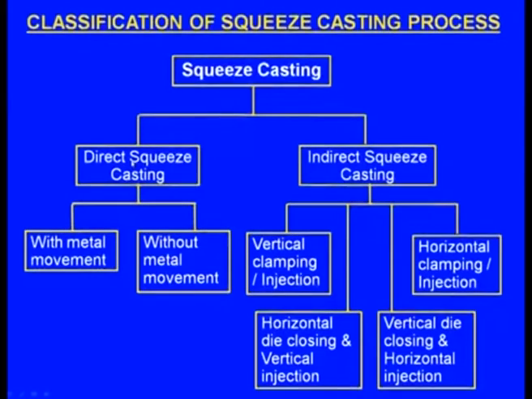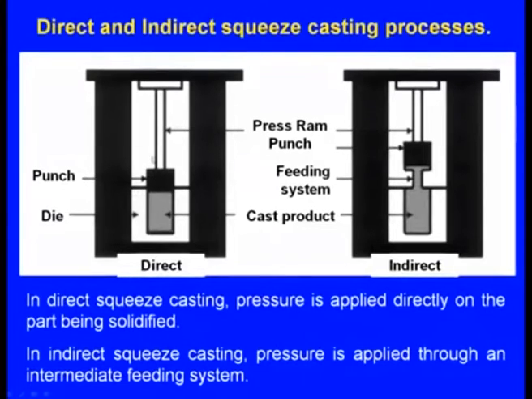First we will see what is direct squeeze casting and what is indirect squeeze casting. We will see the difference between these two and then the sub classifications. Here we can see this is the direct squeeze casting and this is the indirect squeeze casting. This is the die, and here also this is the die. Now this is the punch here, and here also this is the punch.